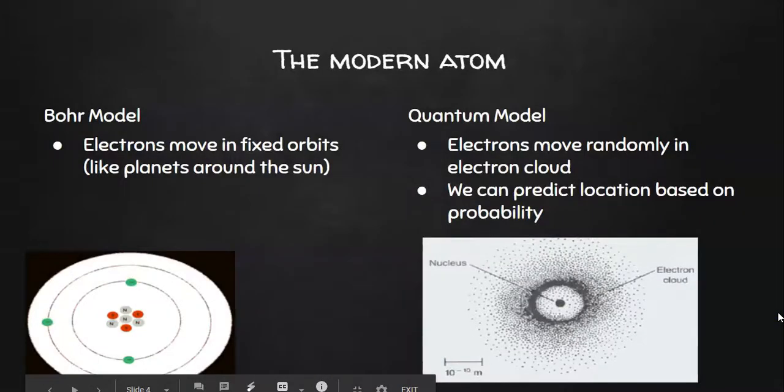So when we talk about the modern atom, when you were in middle school, you probably learned about the Bohr model, and maybe you even had to make a Bohr model. The idea of the Bohr model is that we have a nucleus with protons and neutrons, and then electrons are moving in fixed orbits, kind of like planets around the sun. Now, this isn't really accurate because we know that electrons don't move in these calm, peaceful little orbits, right? They actually move randomly and very quickly. So in our modern model, we know that electrons move randomly in the electron cloud, and we can predict their location based on probability.